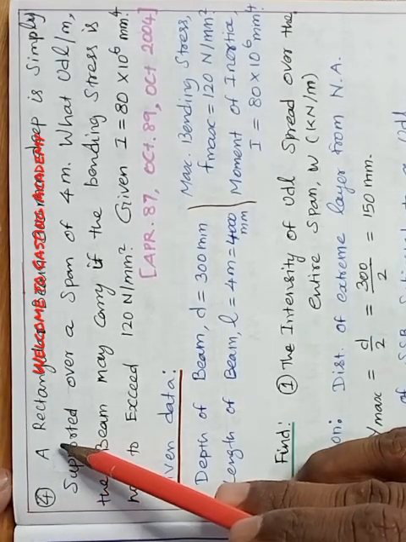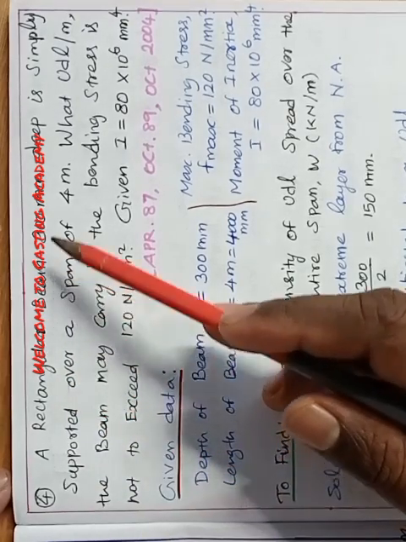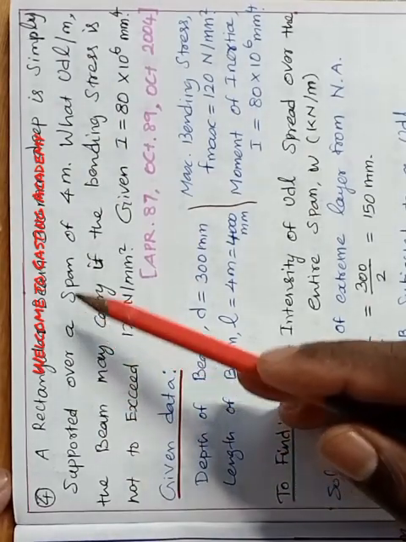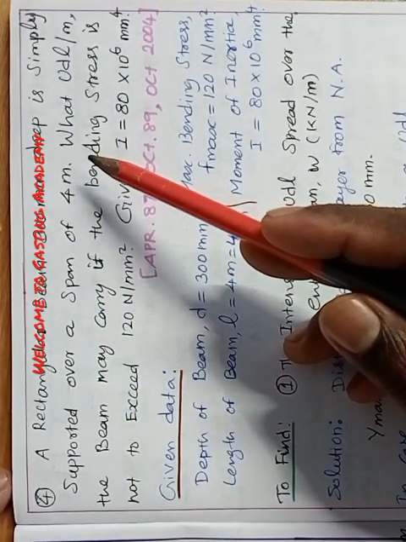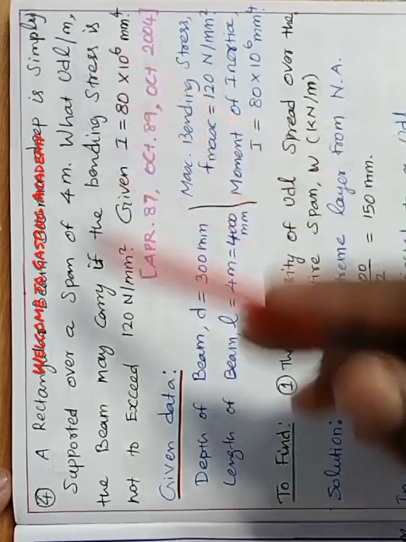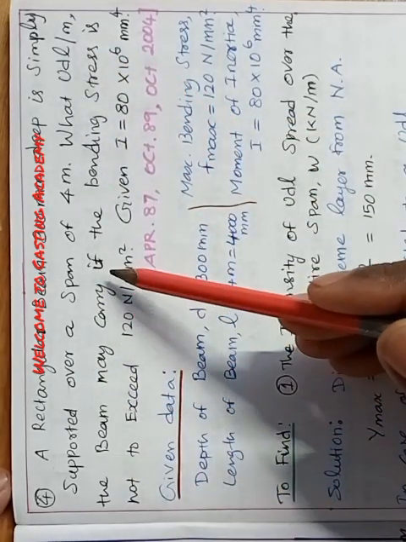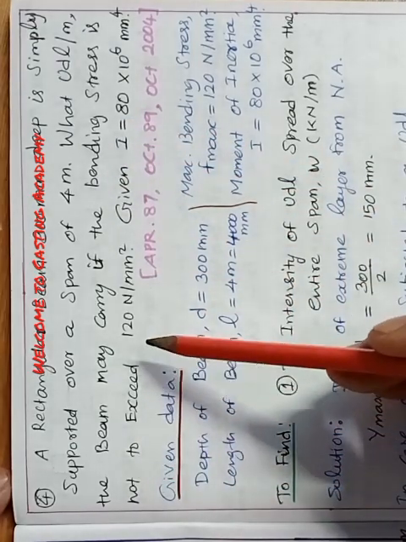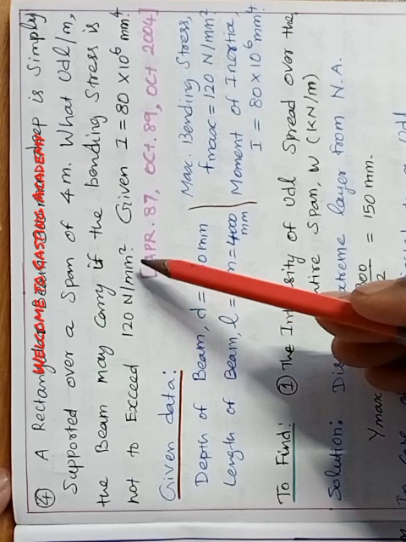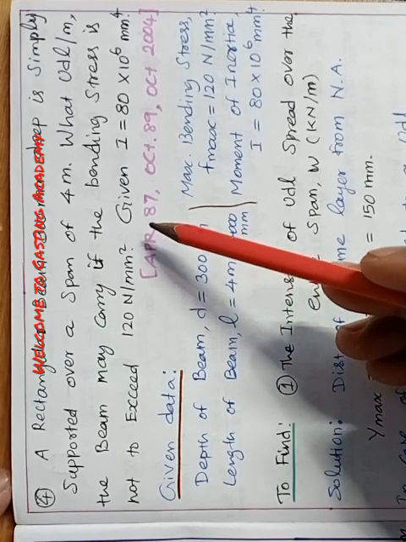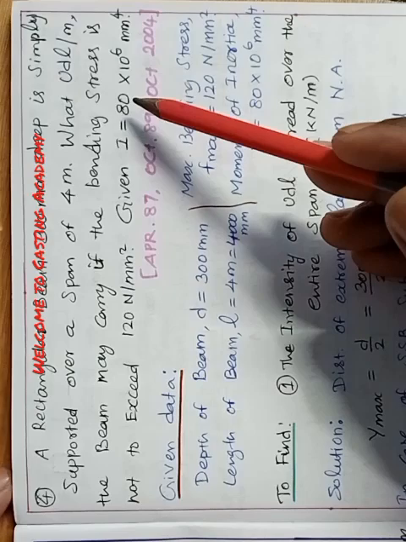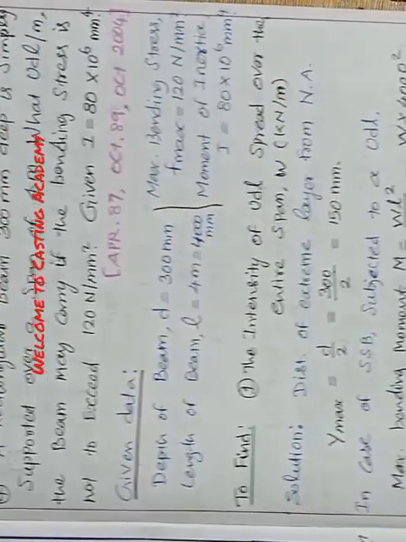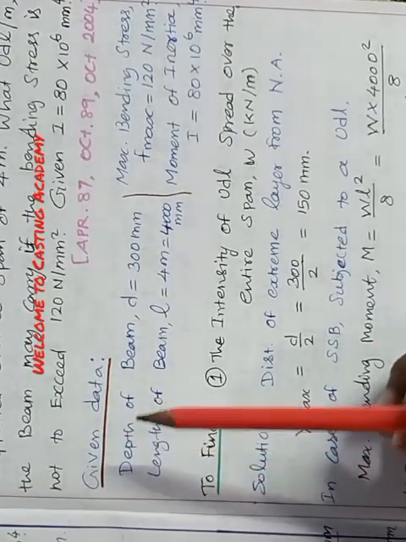Next problem. A rectangular beam 300 mm deep is simply supported over a span of 4 meter. What UDL per meter the beam may carry if the bending stress is not to exceed 120 Newton per mm square. So given moment of inertia I equal to 80 into 10 power 6 mm power 4. So first of all you write down the given data.